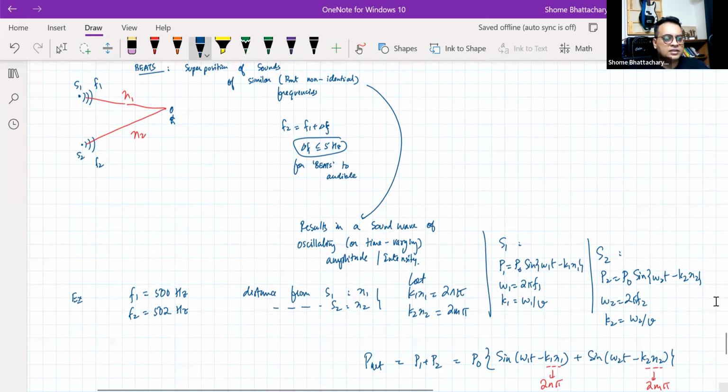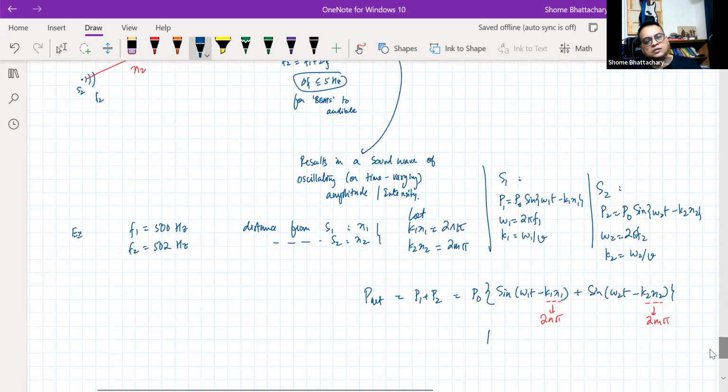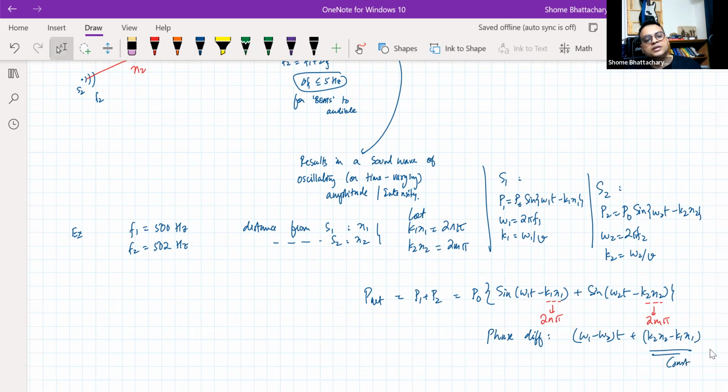So from this, what we'll realize is that now, if you look at the two waves, you have a phase difference which is time dependent. It is (omega1 minus omega2) into t plus (k2 x2 minus k1 x1). So this is a constant term, but this is now time dependent. Because the phase difference is time dependent, you can visualize the phasor diagram. What will happen is that the amplitude will be riding on a phase difference which depends on time.